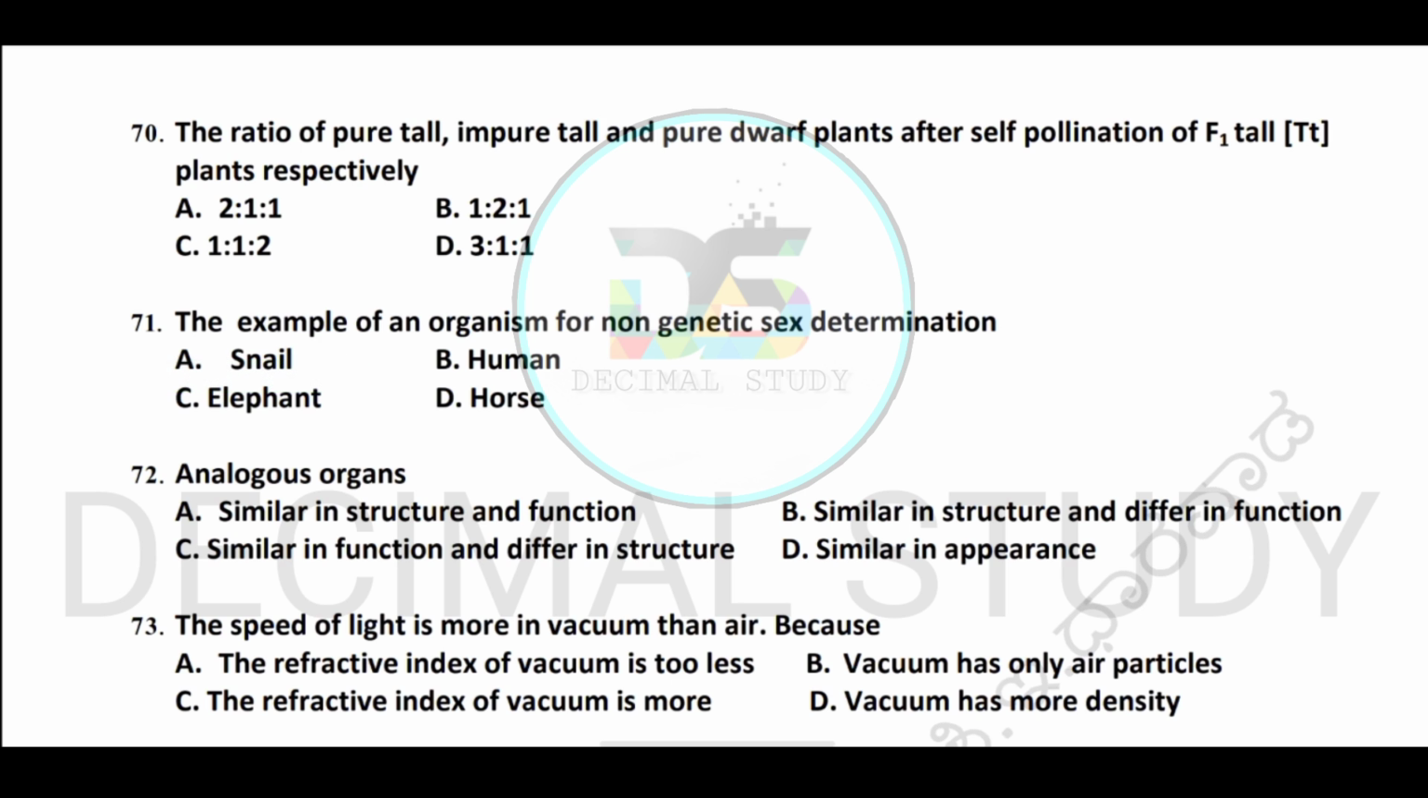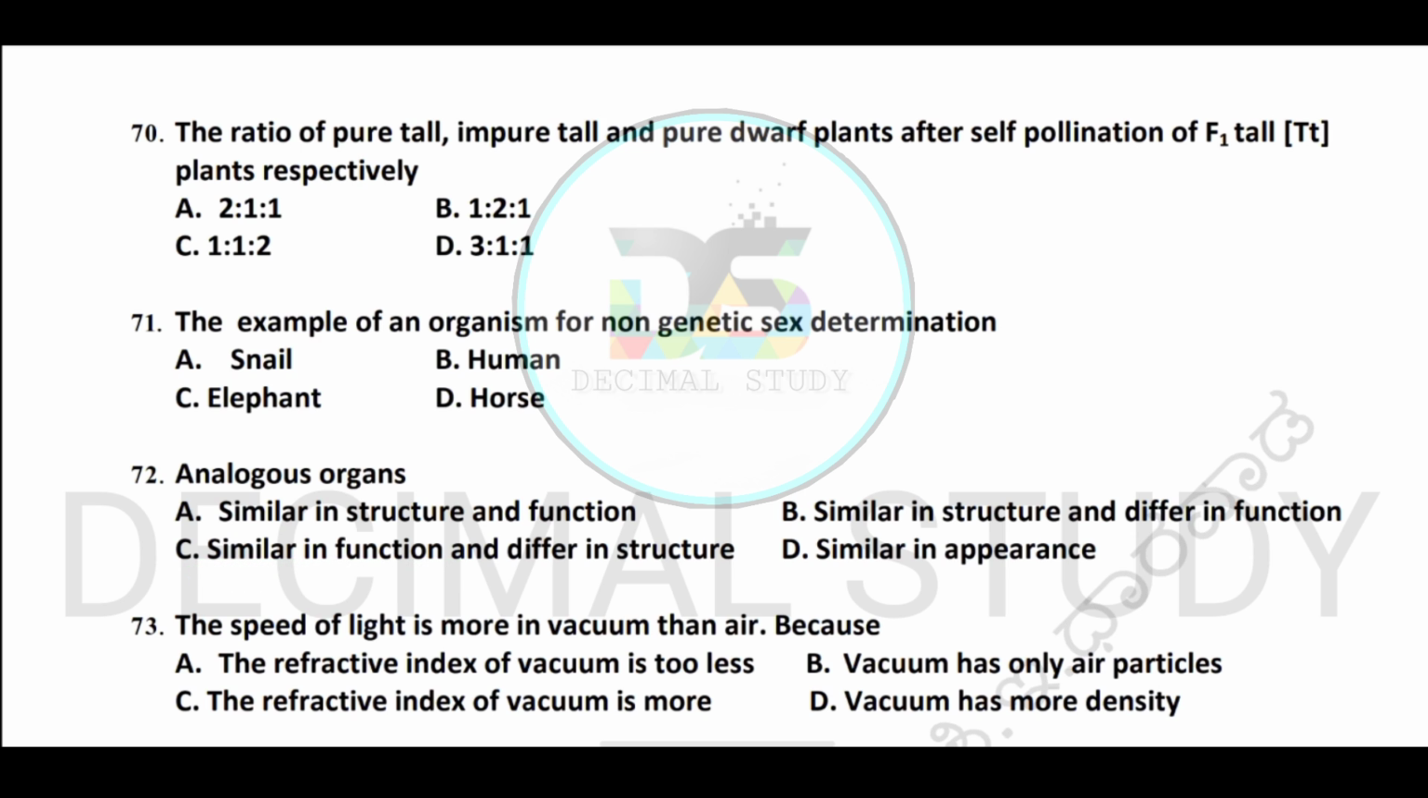Question number 72. Analogous organ. Option A, similar in structure and function. Option B, similar in structure and differ in function. Option C, similar in function and differ in structure. Option D, similar in appearance. The right answer is option C, similar in function and differ in structure.